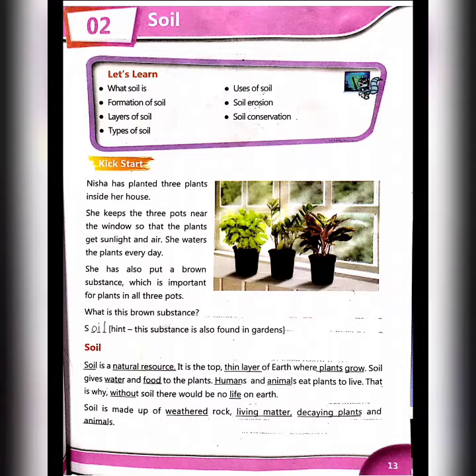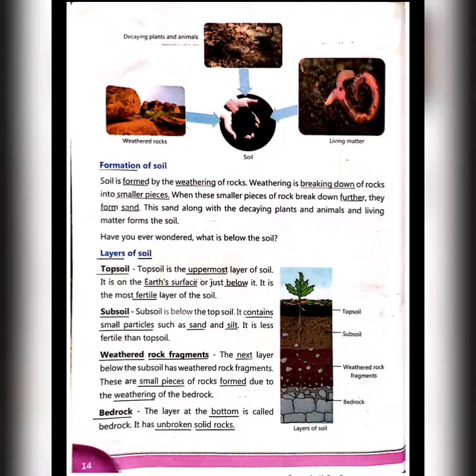Soil is made up of weathered rock, living matter, decaying plants and animals. Now look at the picture in the next page. Soil is made up of weathered rocks, decaying plants and animals, and living matter.